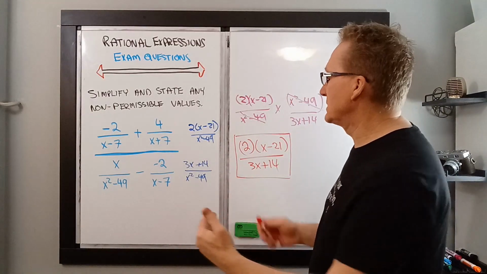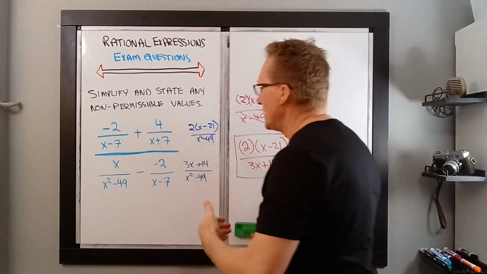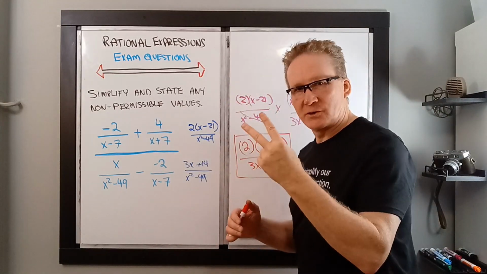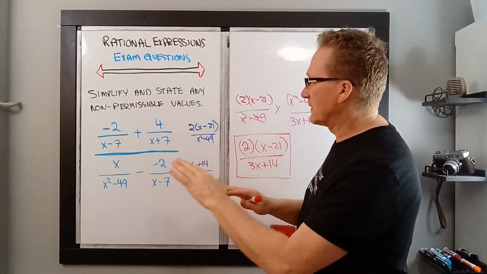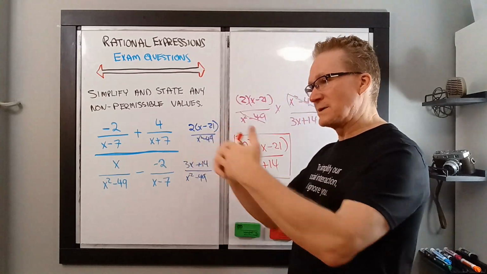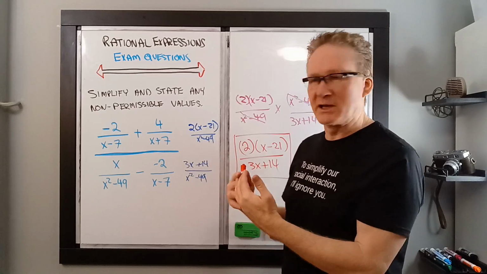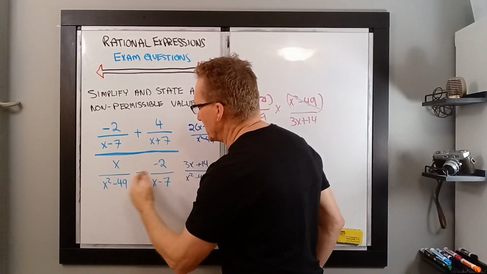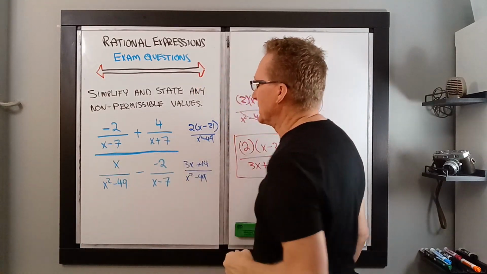Now we need to ask, what are the non-permissible values? Well, when you're looking for non-permissible values, you look for two different things. One is you look if there's any function being used, let's say a tangent function or a square root that has an x in it, that has limits on what you can put in there. In this case, these are all polynomials, so we don't have anything like that to worry about.